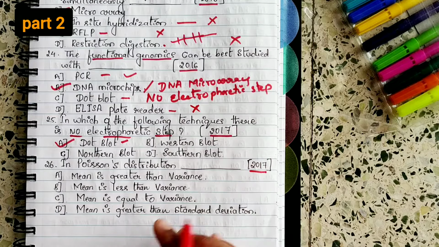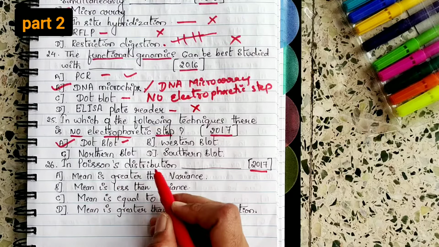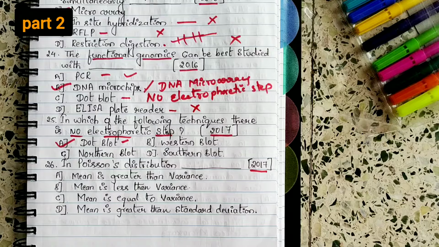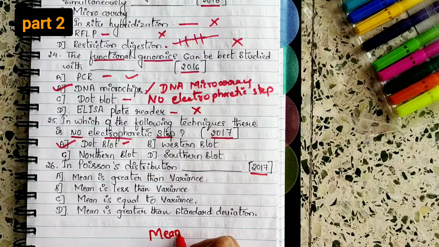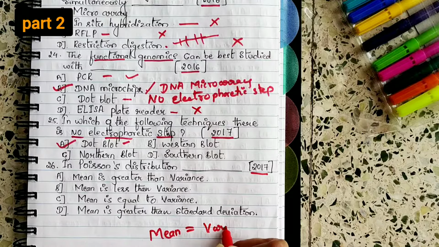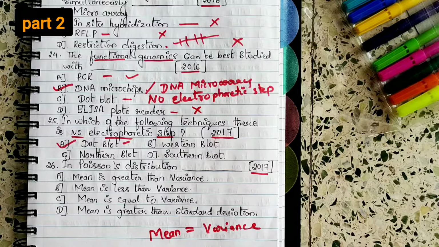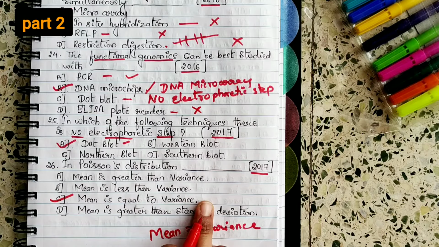Before solving this, let us know what the Poisson distribution is. The Poisson distribution is a probability distribution that is used to show how many times an event is likely to occur over a specific period of time. In case of the Poisson distribution, the mean is always equal to the variance. The correct answer for this is C, that is, mean is always equal to the variance.